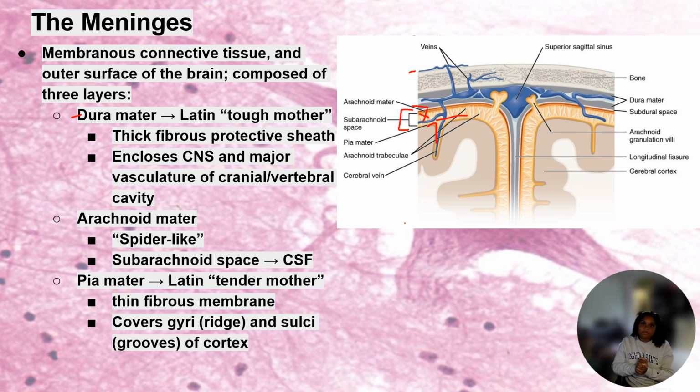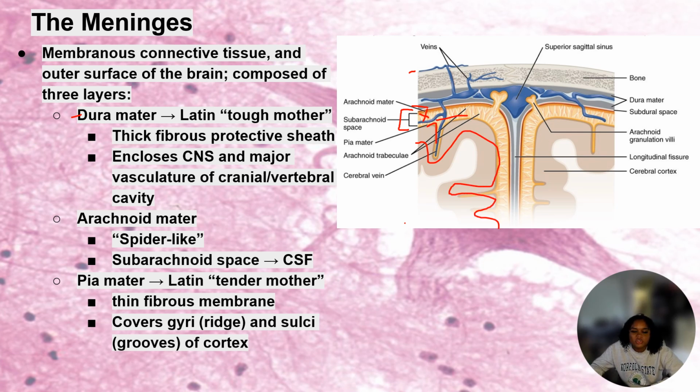How I remember the pia mater is it's Latin for tender mother. So you've got your dura mater, which is the tough mother outside, and then you've got your pia mater on the inside, which is your tender mother. It's a thin fibrous membrane, and it covers your gyri and sulci. Your gyri are your ridges, and your sulci are your grooves. That's the stuff right here. So it pretty much covers that part of the brain, of the cortex, okay?